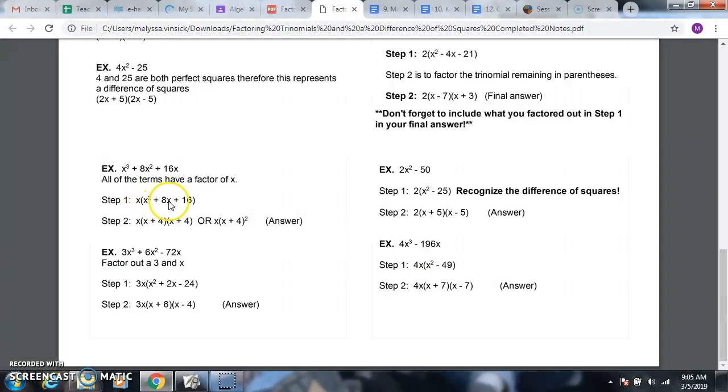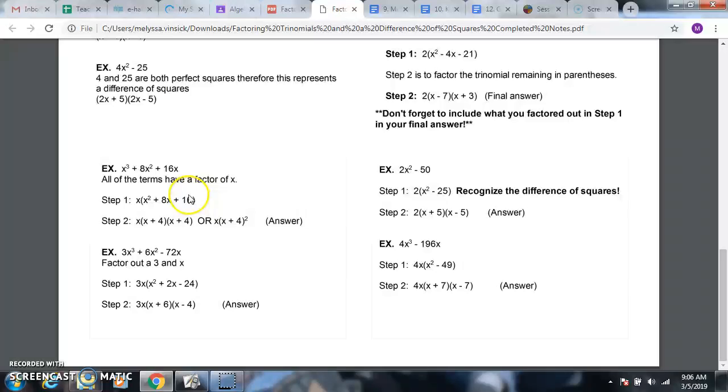Then I have a trinomial left over, x to the third. If I take out one of those x's, I'm down to an x squared. 8x squared, if I take out one of those x's, I'm down to just an 8x. And then 16x, if I take out one of those x's, I'm down to just a constant of 16. Now I have a trinomial left inside of here that I have to try to factor. Again, this x gets carried down. Your GCF does not disappear.